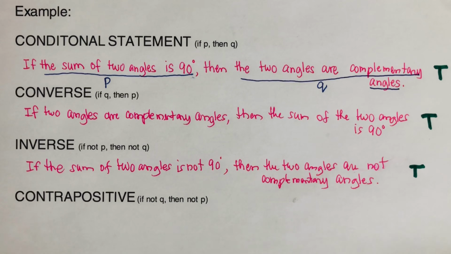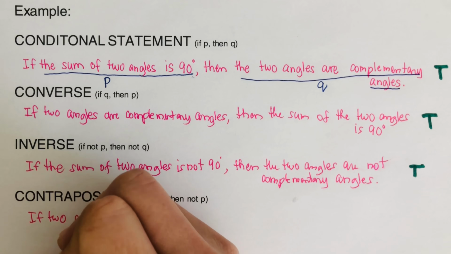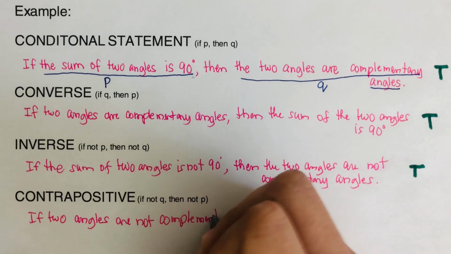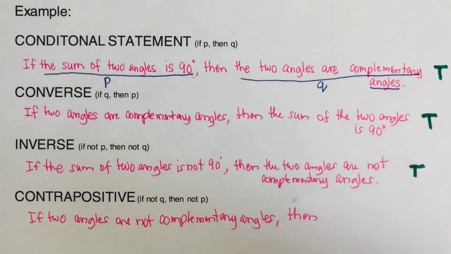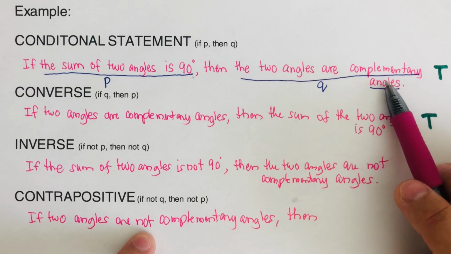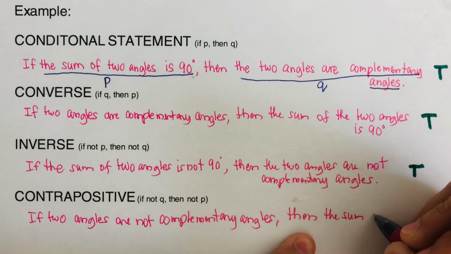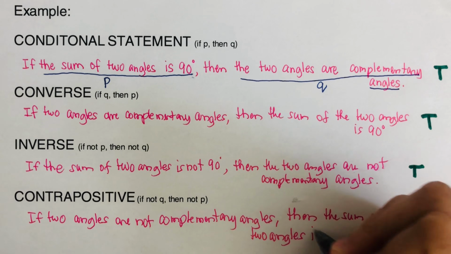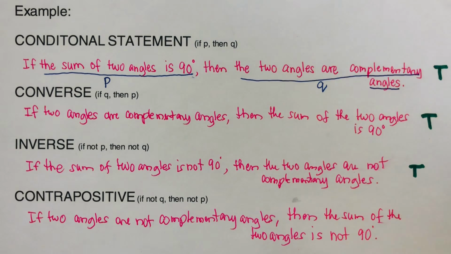Now let's have the last statement here. For the contrapositive, we are supposed to negate the Q and then negate the P. So if two angles are not complementary angles, then we negated the Q already, and then we negate the P. Then the sum of the two angles is not 90 degrees. And this statement is also true.